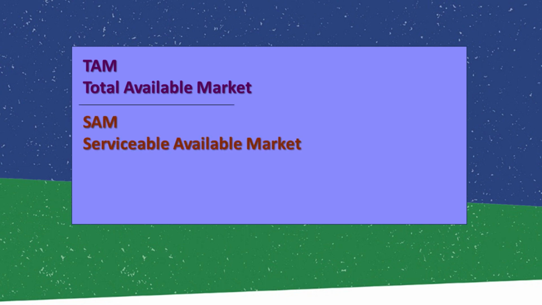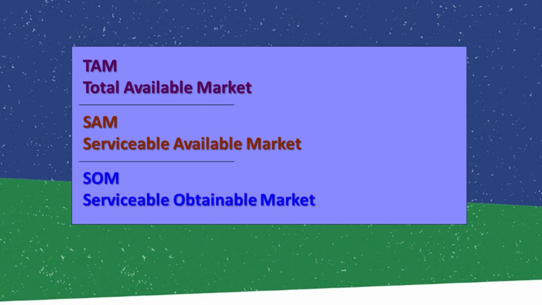Assessing the market for your product or service, there are three concepts to consider. The total available market, sometimes called total addressable market, or TAM. The serviceable available market, also sometimes called serviceable addressable market, or SAM. And the serviceable obtainable market, or SOM.